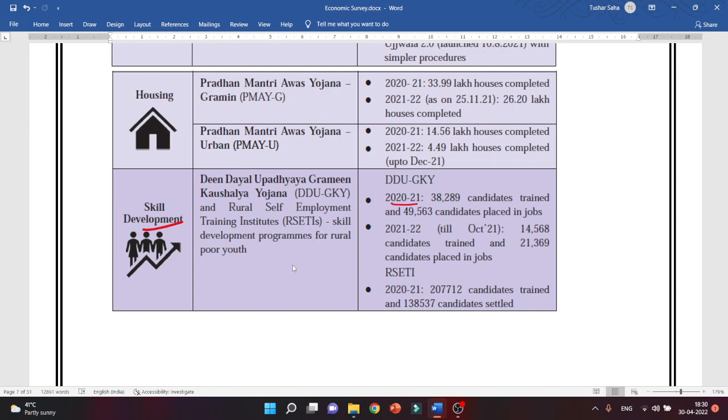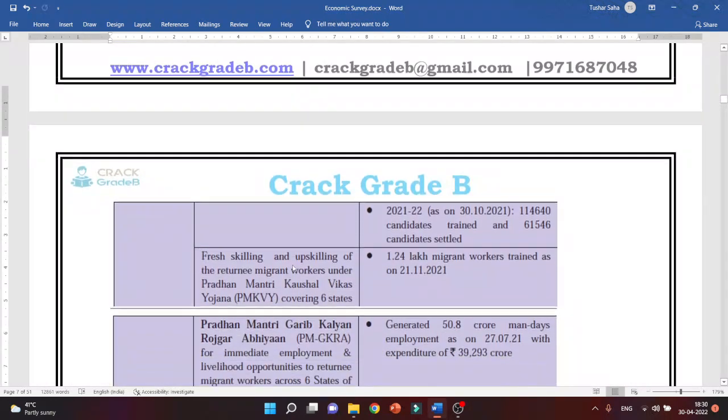So for financial year 21, 38,289 candidates trained and 49,563 candidates placed in the job. So these are very crucial data that you should know. Okay, then let's move to the next one.